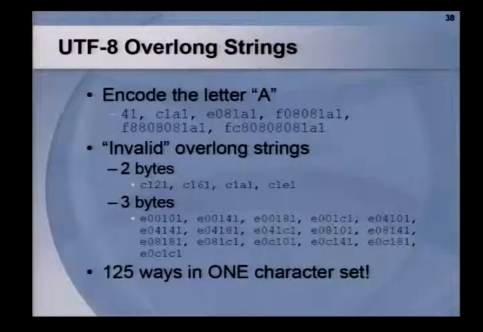So for example, to do an overlong invalid encoding, you can make A be C121 or C161 or C1A1 or C1E1. I'm not even going to go through the 3-byte. You can also do 3-byte, 4-byte, 5-byte, and up to 6 bytes. So really, for just the letter A, there's 125 ways to encode A if they're using UTF-8. What's interesting is not all the browsers handle UTF-8 correctly.